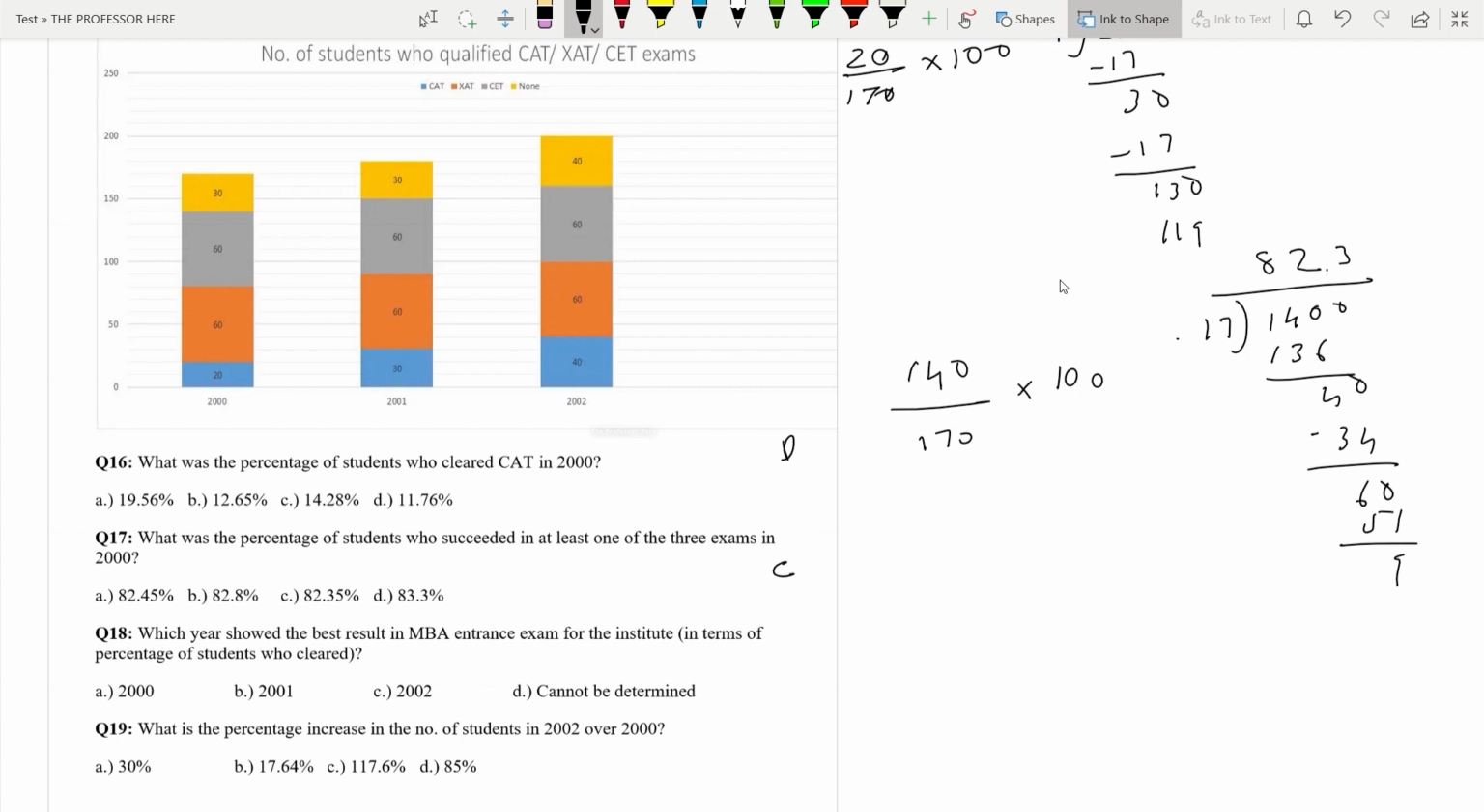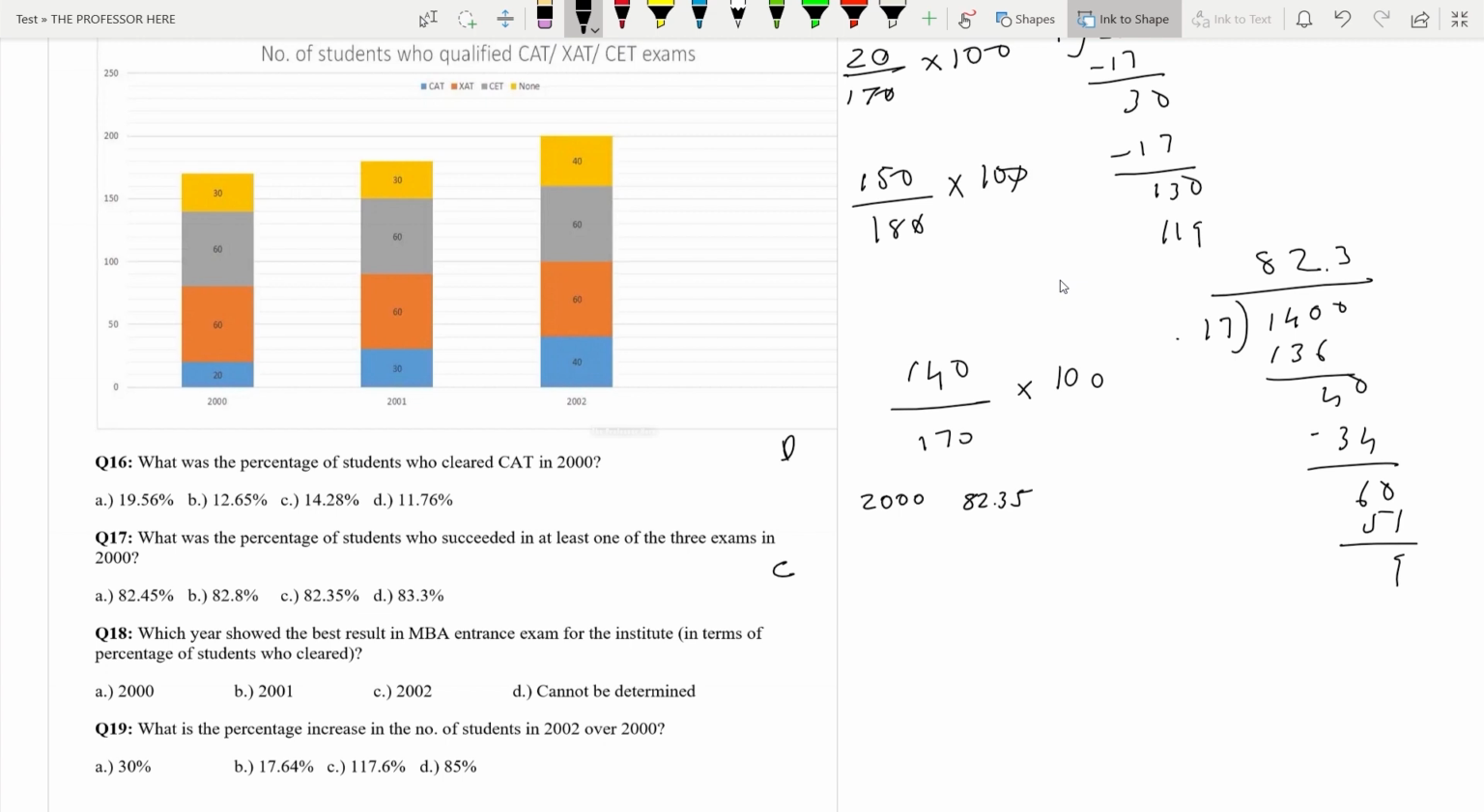Question number 18. Which year showed the best result in the MBA entrance exam for the institute in terms of percentage of students who cleared? So let's look at that. We already have the percentage of students who have passed in 2000, which is 82.35. In 2001, the total number of students is 180, and the number of students who have not passed is 30. So 180 minus 30, 150. 150 students have passed. 150 divided by the total number of students, 180, into 100.